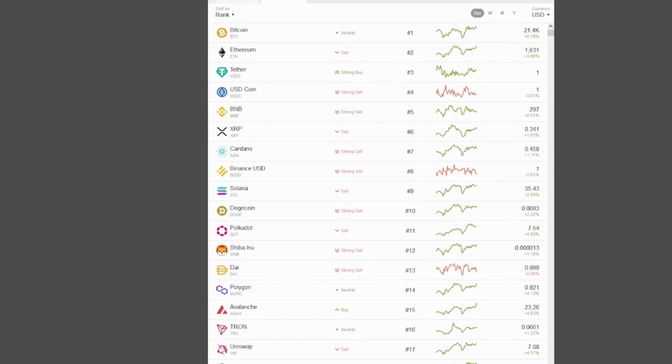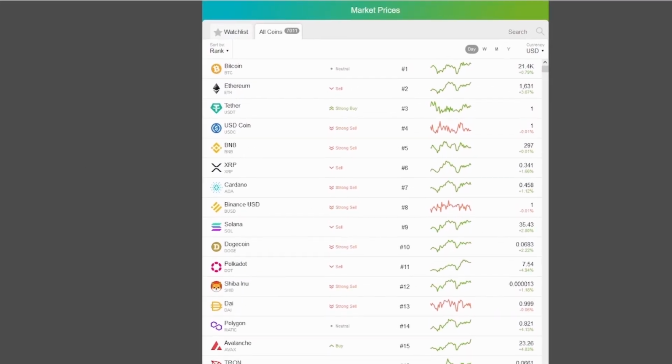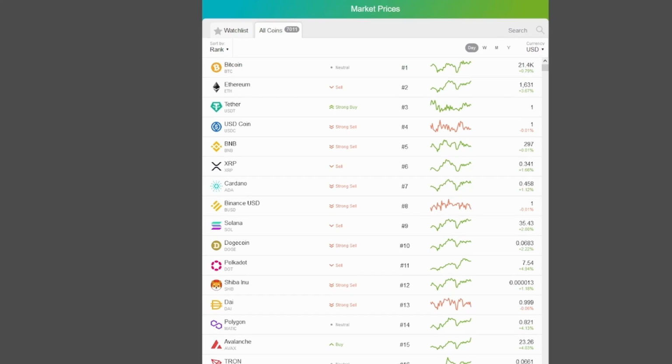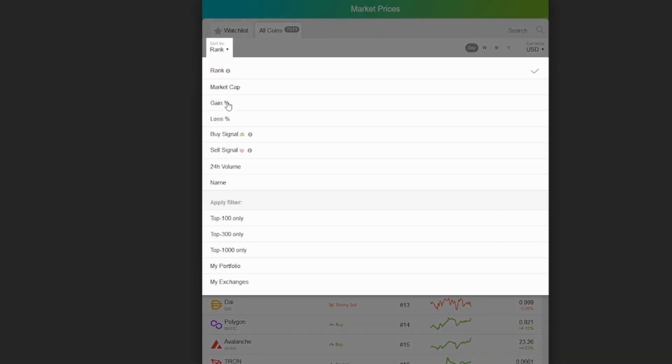If we scroll back to the top, we see the market prices being watch list and all coins. With all coins, we're going to be able to see by market cap what coin is doing what. So Bitcoin, 21.4K USD, etc. You can sort by rank, being market cap, gain percentage, loss percentage, buy signal, sell signal, 24-hour volume, etc.